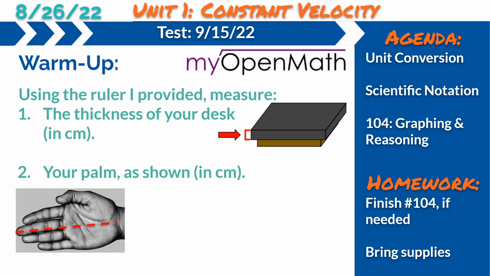But with this ruler right here, would it be appropriate for me to say, oh, this desk is exactly 2.17 centimeters? No, because you can't see to that degree of precision. You can't see that many significant figures. Those sig figs told you how certain you were about your measurements.